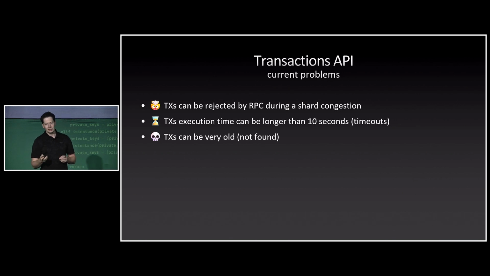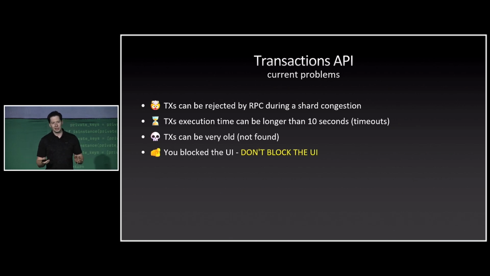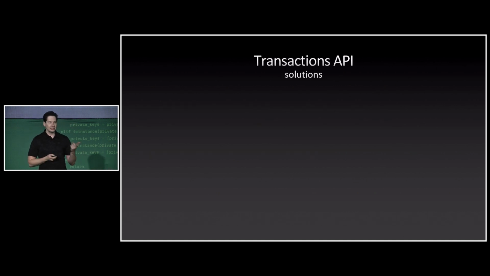And finally, the biggest problem is you block the UI, so don't block the UI. And we're going to solve it. So here's how you can solve some of this with the Transaction API. First, we're going to auto-retry the transaction. You send it to us, and we take care of it getting included in a block. If you cannot include it immediately, we will retry in the next block until the congestion is done.